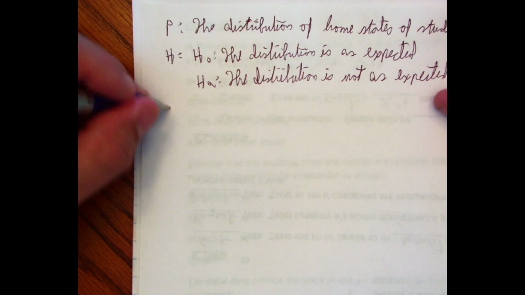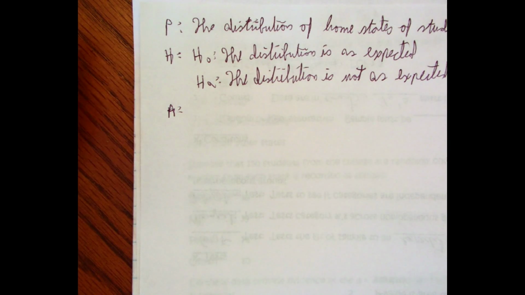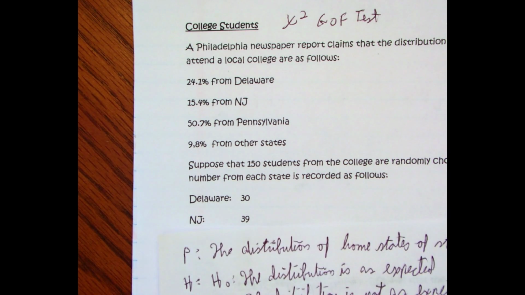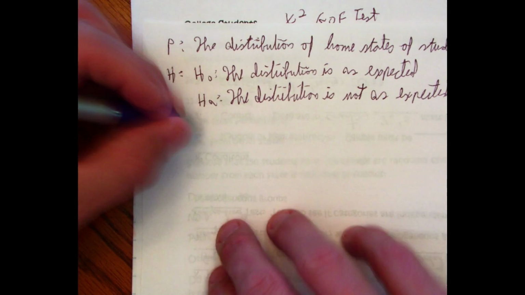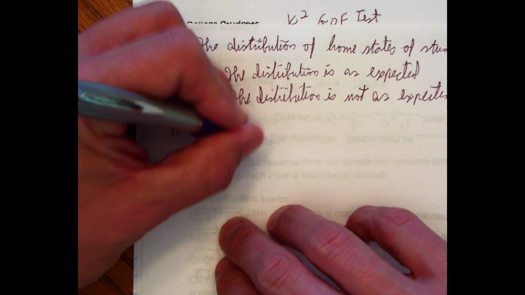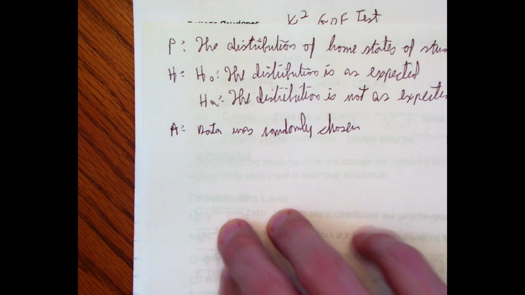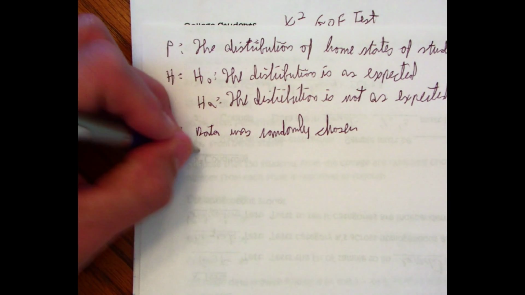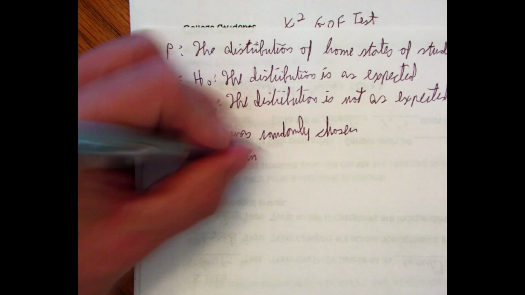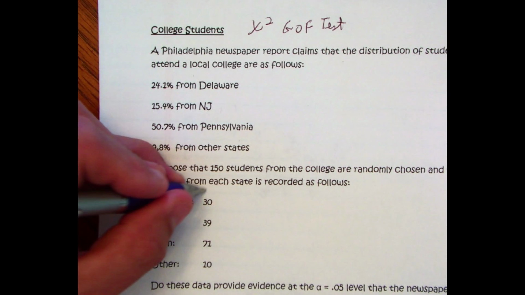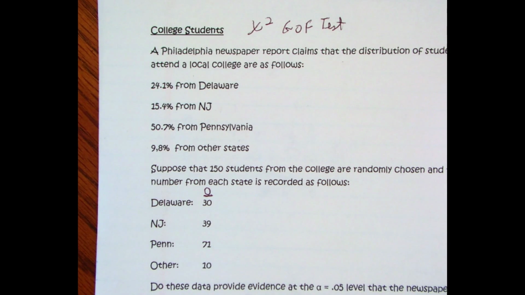Okay, so our assumptions and conditions. If you remember from the first page, is the data random or representative? It says that these students were randomly chosen, so the data was randomly chosen. And then we needed that the data is in counts. Now, our observed value, I'm just going to put an O here, is in counts.